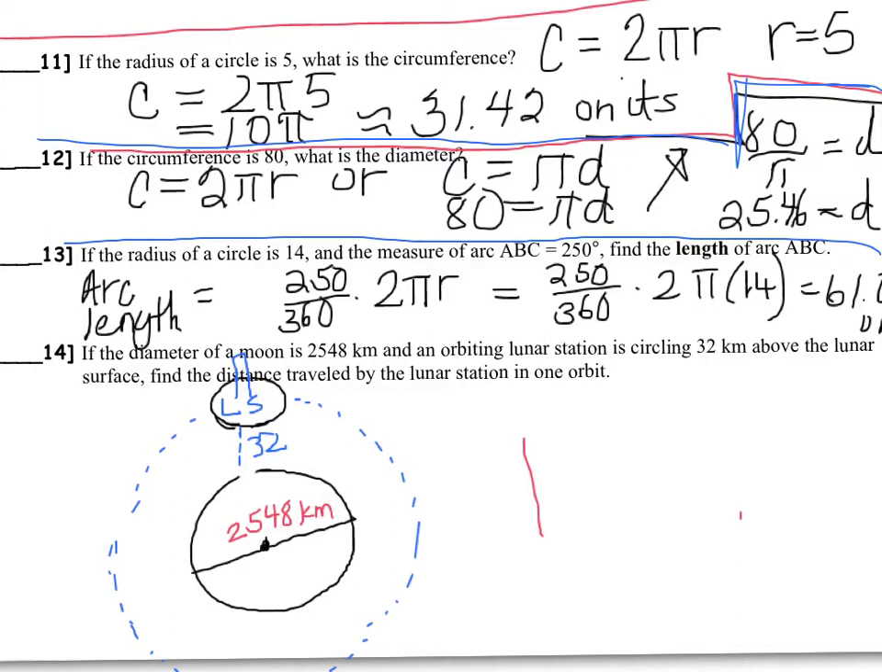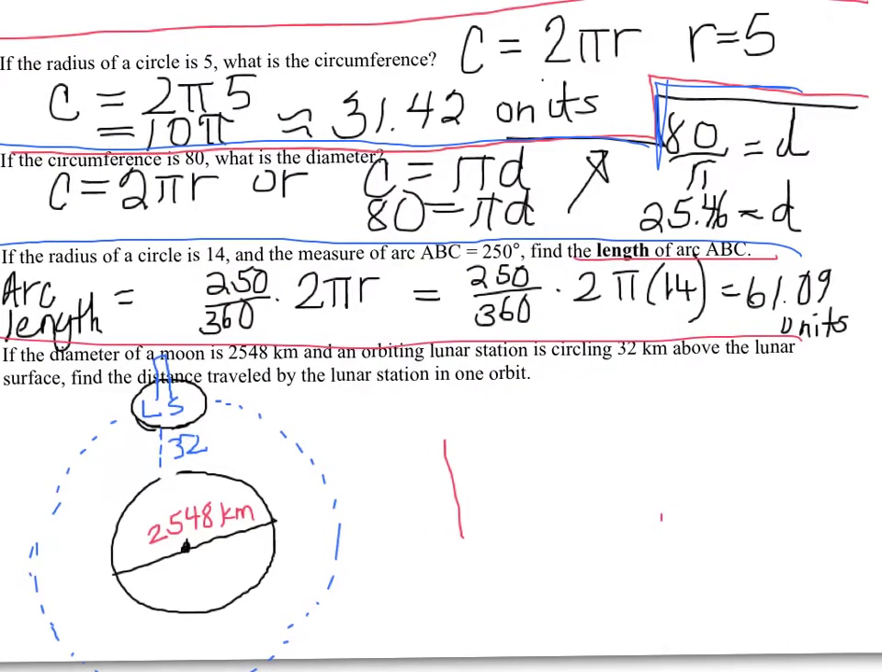Focusing on question number 13 here in red. This one is asking us for the length of arc AB. So thus the arc length. Remember, arc length is basically the ratio of the arc you have over 360 times its circumference. So plug in what you know. 250 over 360 times 2 pi, and then where'd the 14 come from? Oh, it's the radius given. That gives me my answer, which is 61.09 units.